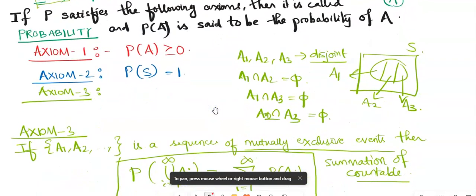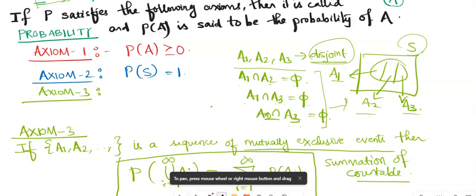The third axiom assumes that you have mutually exclusive events, or disjoint sets. Let's say capital S is my sample space, and within that we have A1, A2, A3 as my events. When we say these three are disjoint sets, it means that A1 intersection A2 is null, A1 intersection A3 is null, and similarly A2 intersection A3 is null. This we are defining for this example.